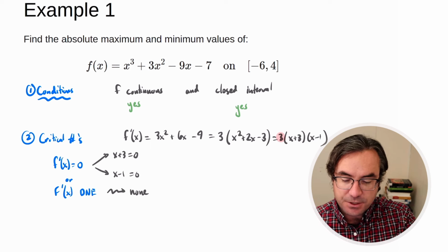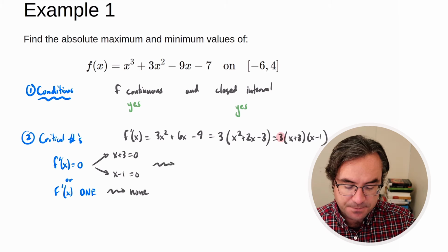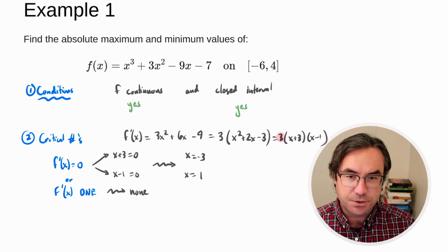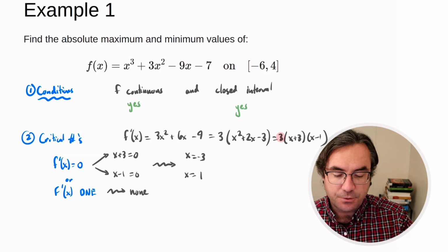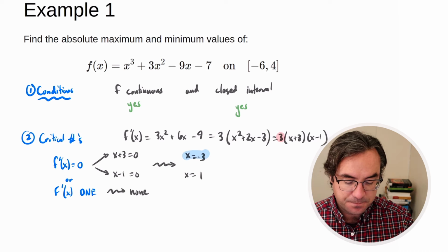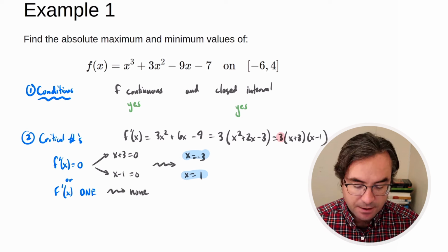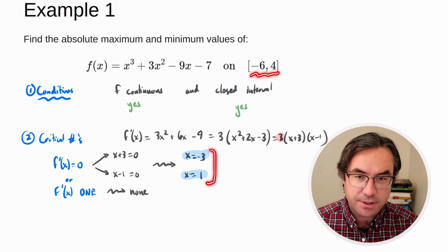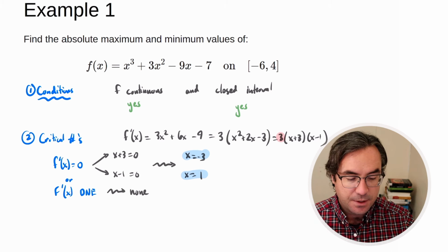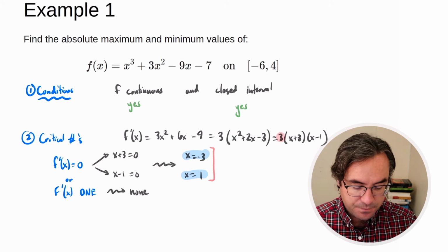So if we solve each of those equations for x, we get x equal to negative 3 and x equal to 1. So we find our critical numbers. And at this point, it's just a good idea to double check: are these critical numbers actually in the interval?